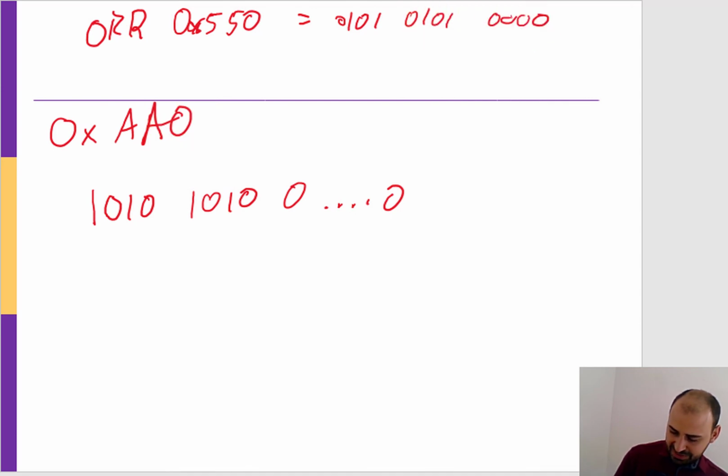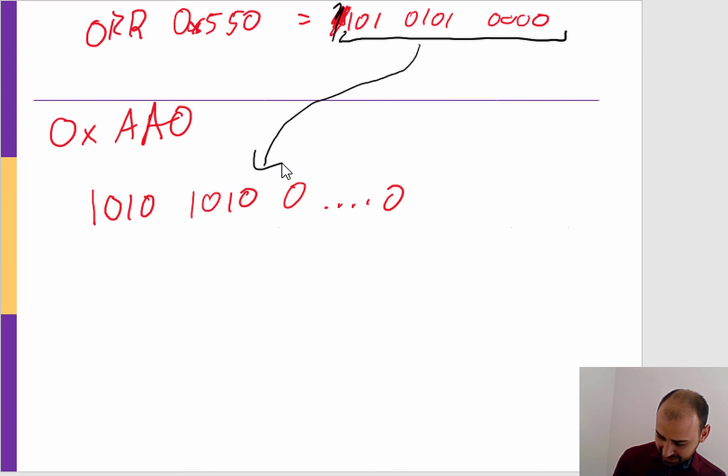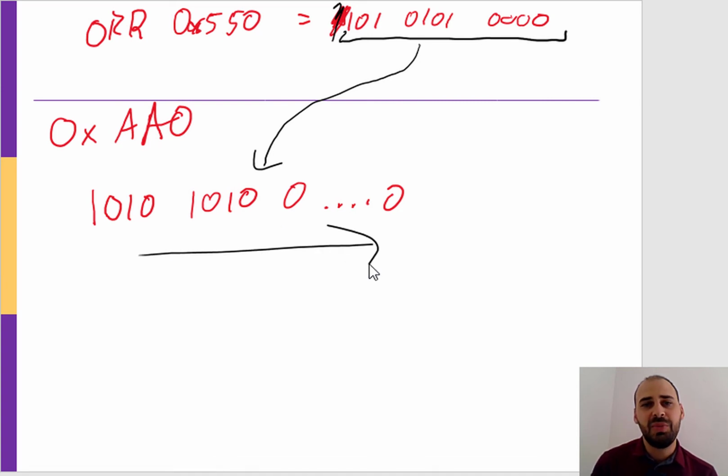This is correct because we want to remember that's 12 bits. We lose this last bit here, so it's that. That looks like it matches up here: 101, 0, 1, 0, 1, the rest 0. So our code was correct.